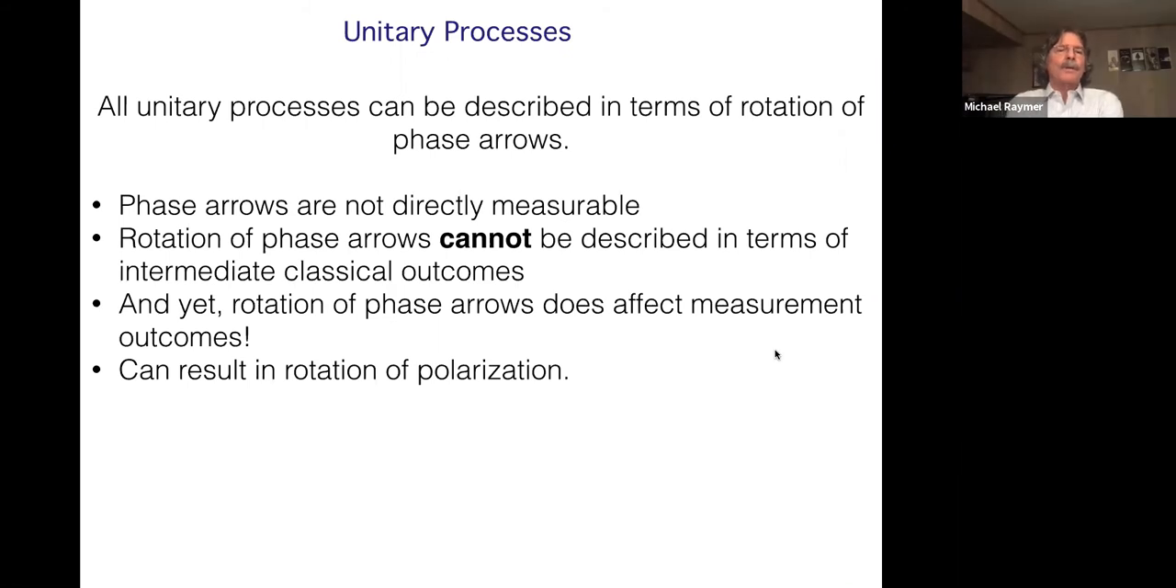Okay, so to summarize unitary processes, they can all be described in terms of rotation of phase arrows. So I said earlier that they can be described in terms of state arrows. That is true, but now I'm gonna introduce something also called phase arrows, which is a different arrow. Okay, so let's take a 5 minute break because we're changing the topic quite a bit here. And so time to rest our brains a little bit and empty out all the old thoughts in your brain and get ready to have some new thoughts. So see you in 5 minutes.